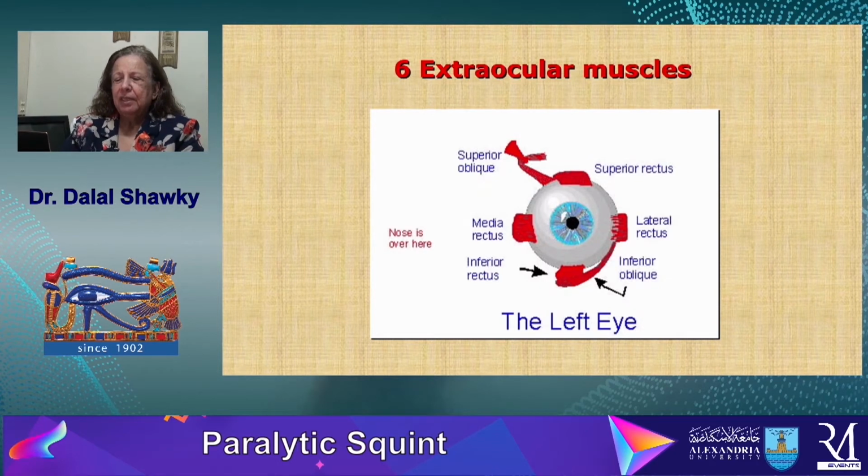All of the extraocular muscles are supplied by the oculomotor nerve except 2 muscles. The lateral rectus is supplied by the 6th cranial nerve or abducens nerve, and the superior oblique muscle is supplied by the 4th cranial nerve or the trochlear nerve.